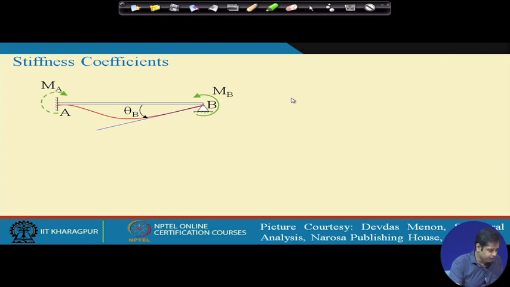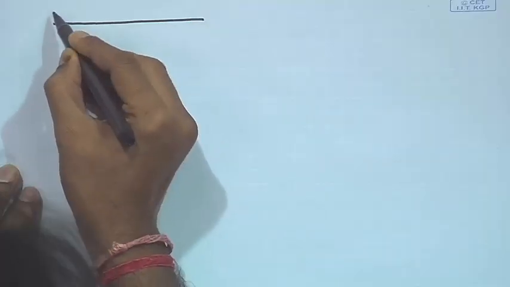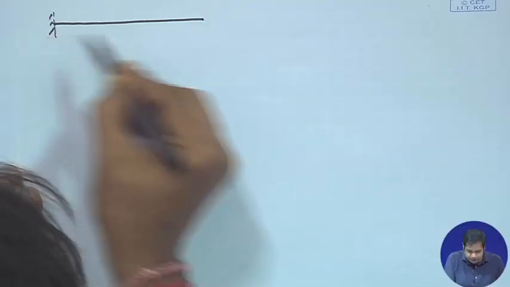Now, what we need to find out here is, first, forget about stiffness coefficients and flexibility coefficients. Let us treat this as a statically indeterminate problem, a propped cantilever beam which is subjected to a moment at the propped end, and we need to find out the corresponding rotation at the propped end. So, this end is a fixed end and this is a propped end.